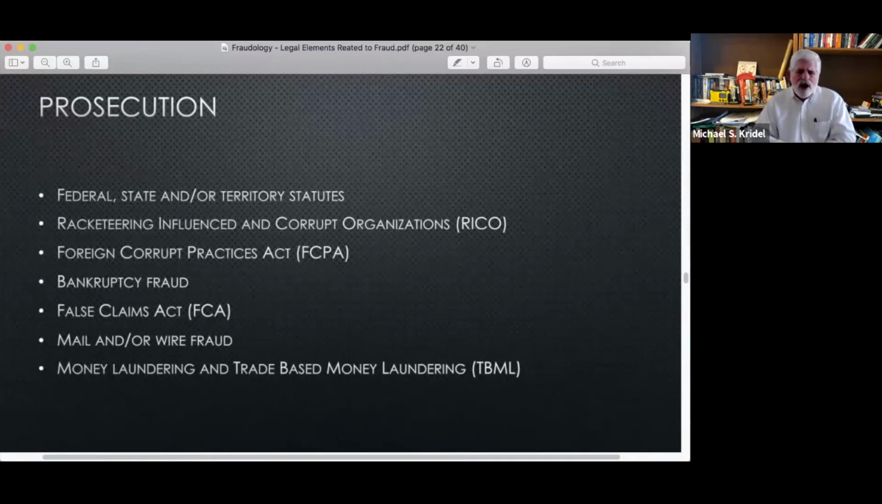Mail and/or wire fraud is exactly what it sounds like. Any kind of fraud that's conducted by telephone, by mail, by internet is mail or wire fraud. And as I mentioned to you, trade-based money laundering is the fastest growing money laundering operation in the world. It's international and it's extremely difficult to discover. Next slide.